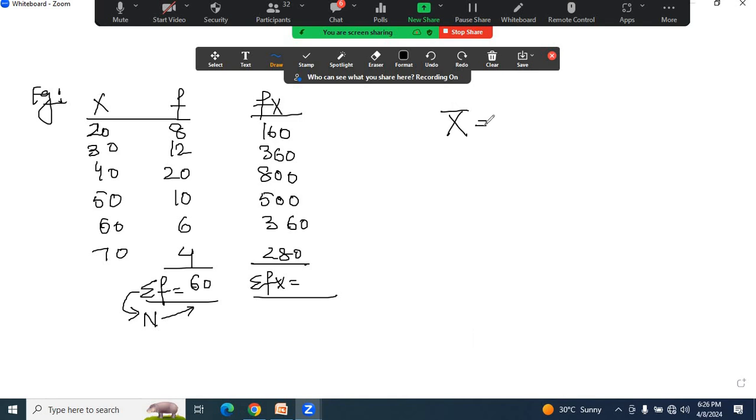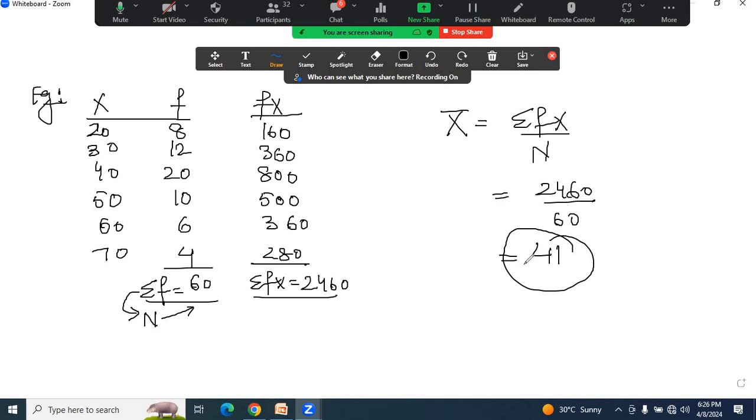2460, right. So the formula for mean will be summation fx upon n, right? So 2460 upon 60, what is the answer? 41. Very good, 41.